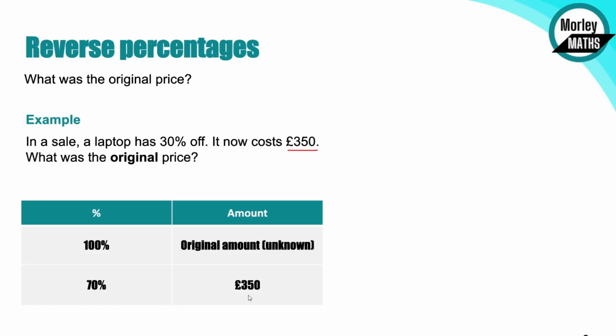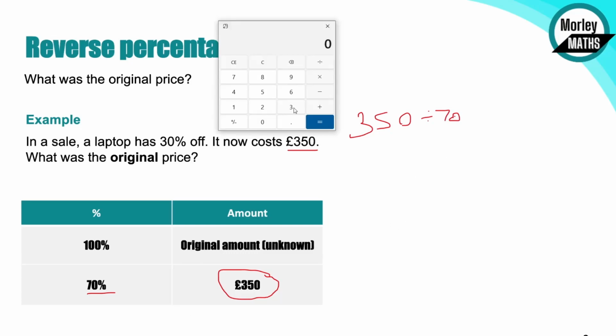Looking at this, as the customer, you're paying 70% of the full price because it's had 30% knocked off. So 70% of this laptop is worth £350. What we need to do here is find out what 1% of that is. That would be dividing it by 70, because that is only worth 70%. So if we're dividing it by 70, we'll find the value of 1%. So 350 divided by 70 gives us 1% of the full price, which is 5.